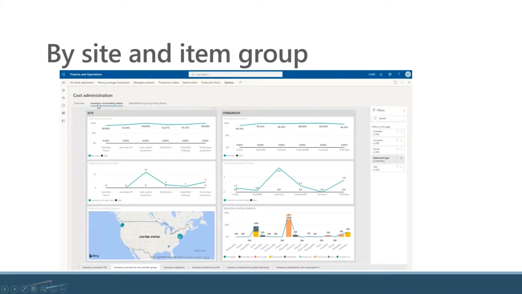This is just looking at that inventory accounting again. I'm looking at inventory overview by site and item group, and you can see along the bottom of the screen, I just got a ton of these little snapshots. How much inventory do I have on the East Coast versus the West Coast? What is my inventory ending balances looking like given my different product groups?